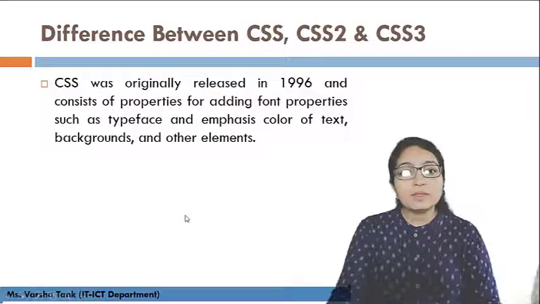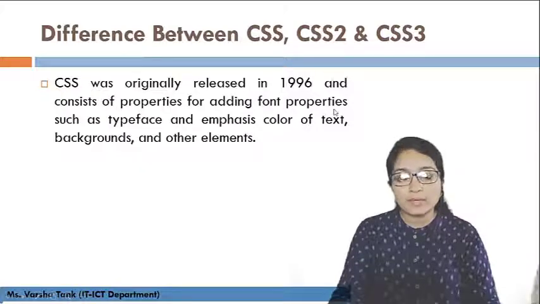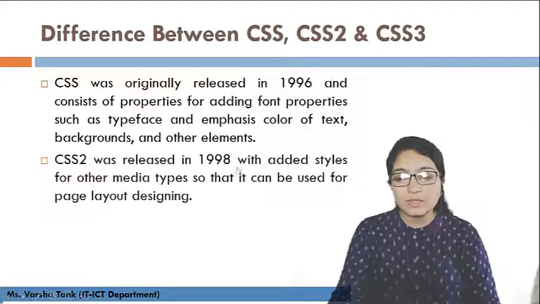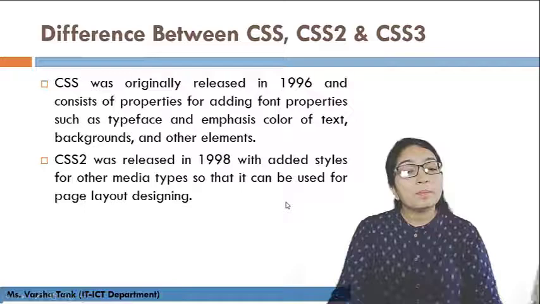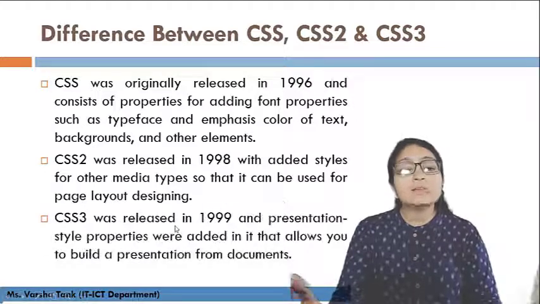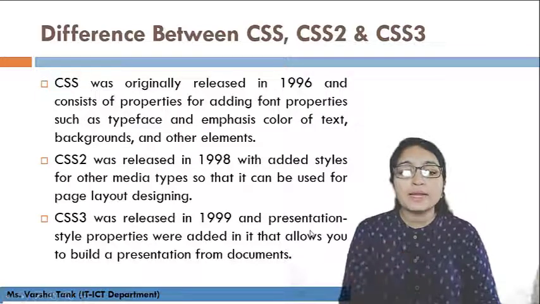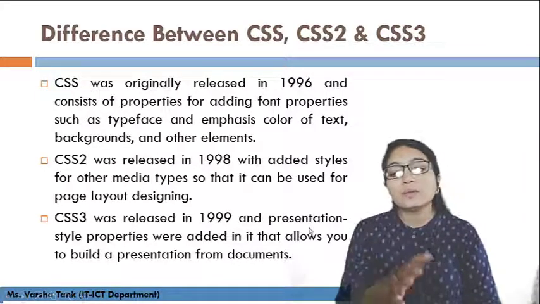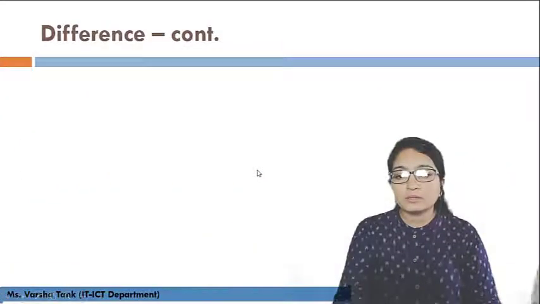Now, what is the difference between these three CSS versions? Let's learn. CSS was originally released in 1996 and consists of properties for adding font properties such as typeface, emphasis, color or text background, and other elements. CSS2 was released in 1998 with added styles for other media types so that it can be used for page layout design. CSS3 was released in 1999 and presentation style properties were added that allow you to build presentations from documents. So these are the three different CSS versions.